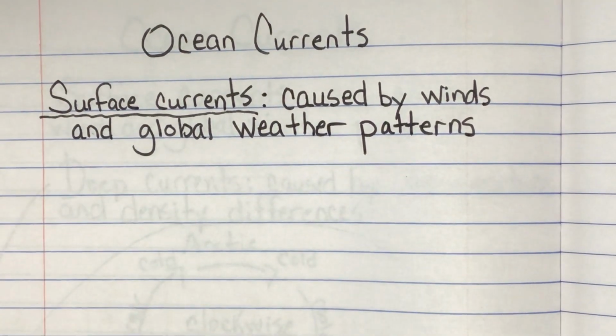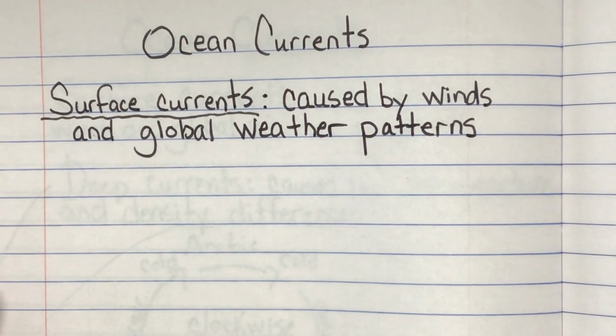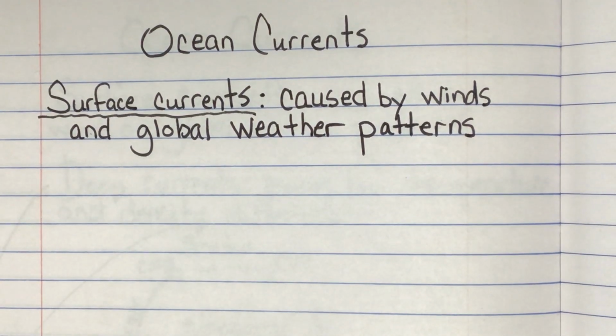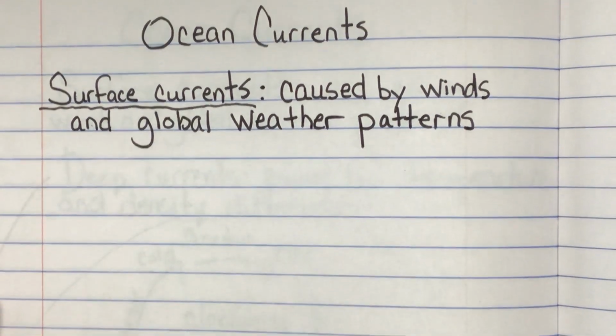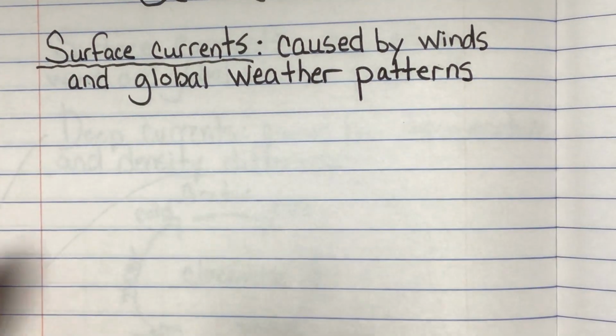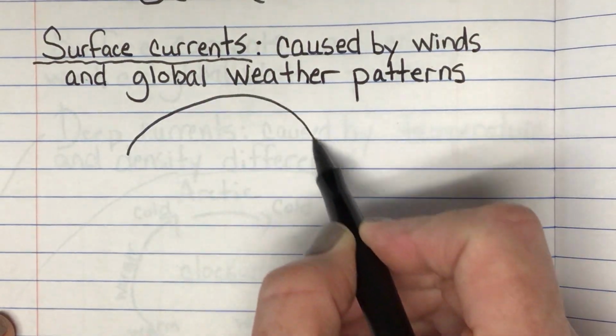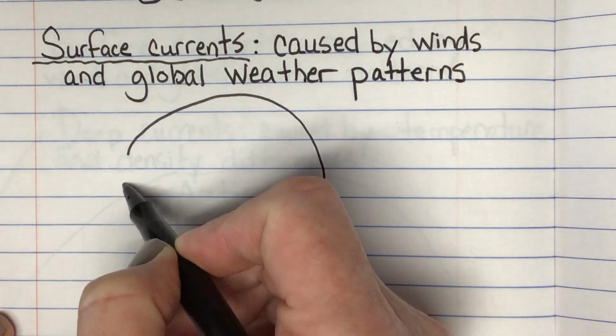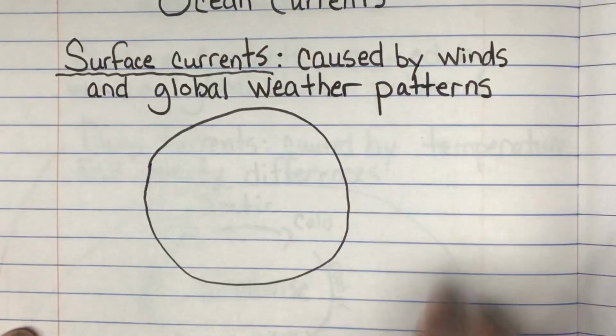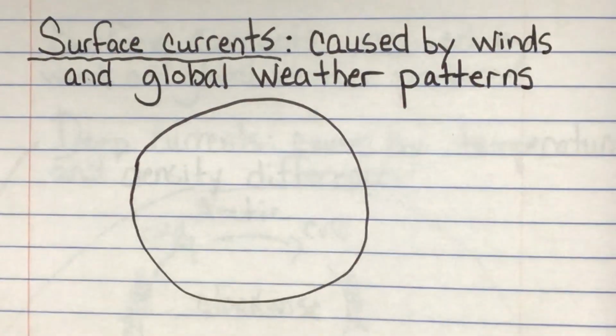So those surface currents are going to be caused by winds and global weather patterns. They are not caused by convection currents. Now, I'm going to try to do a kind of crude map of our globe. That ain't too shabby.